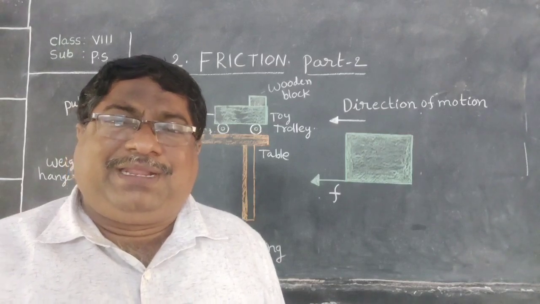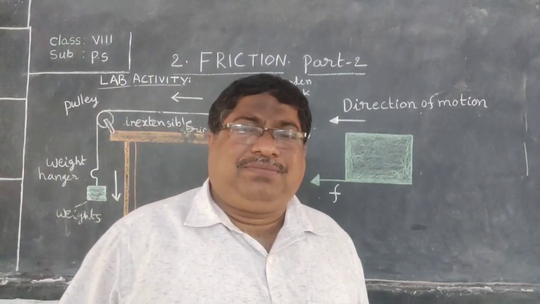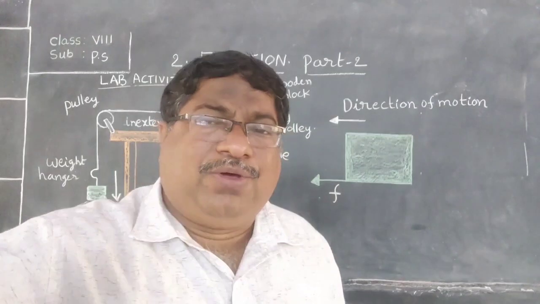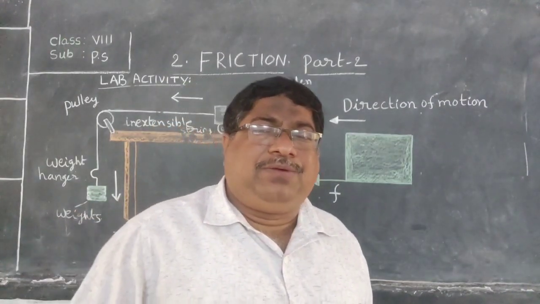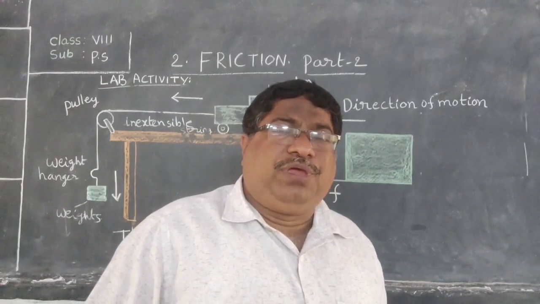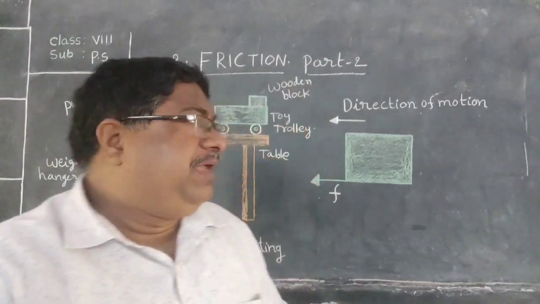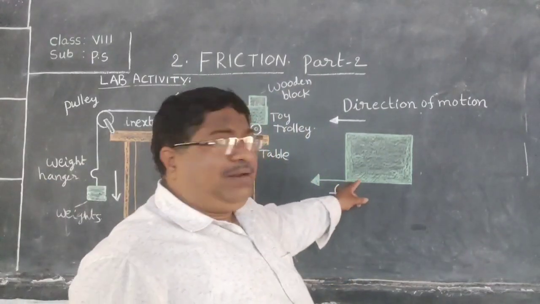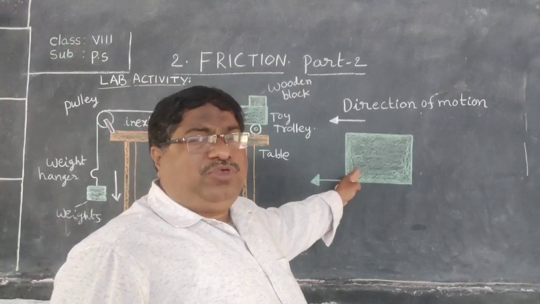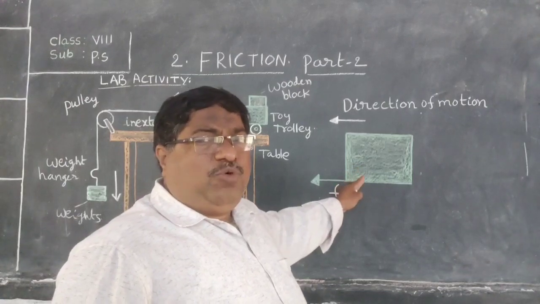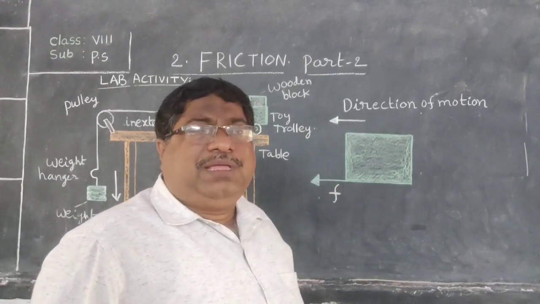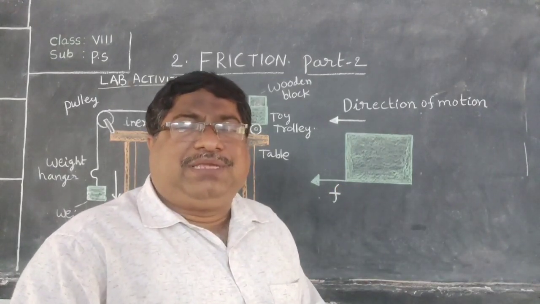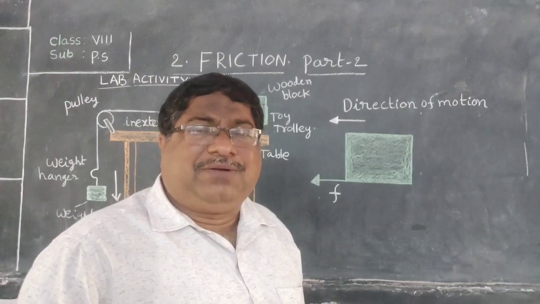Sliding friction is the friction when the surface of one object moves relative to the surface of another object. Now you see the diagram here. Here the book surface is moving relative to the surface of the floor. That friction is called sliding friction.